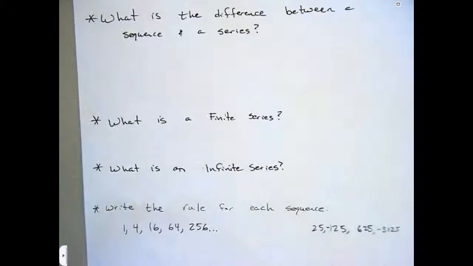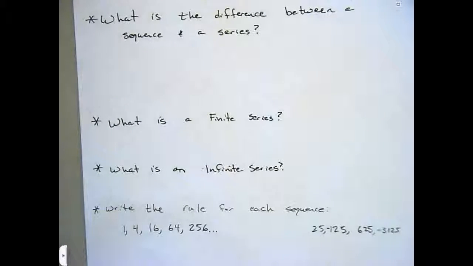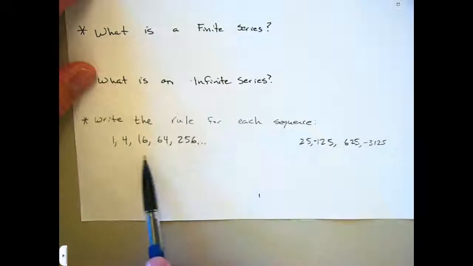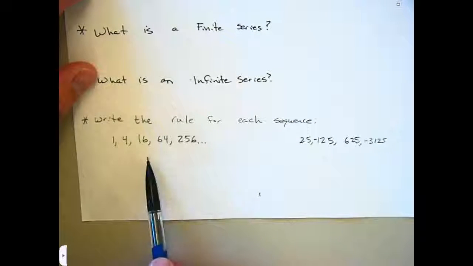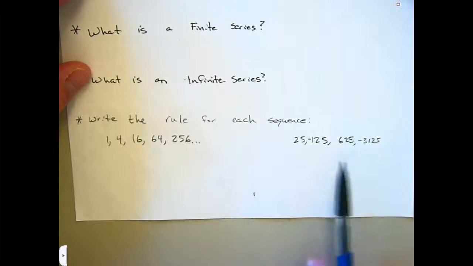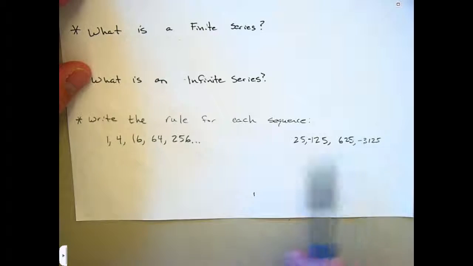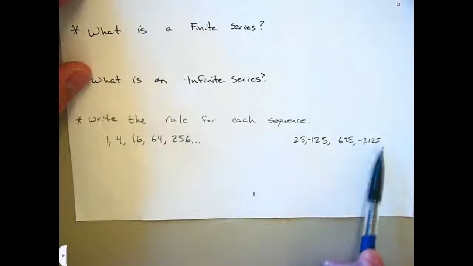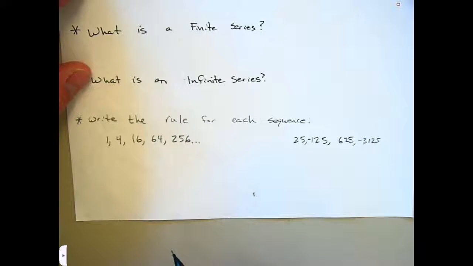So what's a finite series then? Good, it ends with a number, which means infinite goes on forever. So, if I'm looking at these, they represent sequences, but this one's an infinite sequence. It keeps going. This one's finite. It ends. How do we know? Well, the little dots mean it goes on forever. This means it ends. Okay?